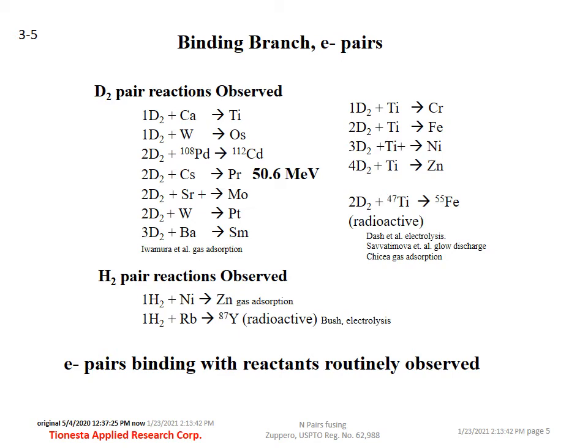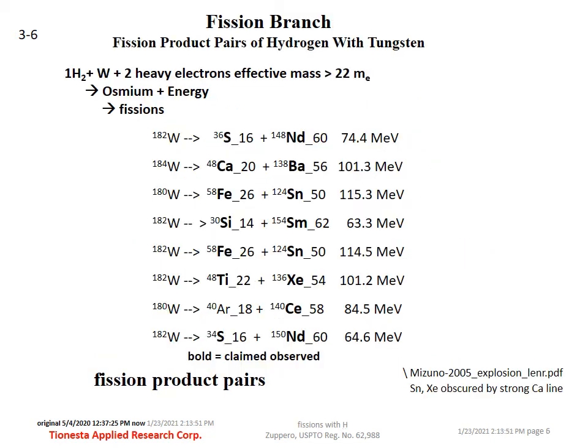One of the pairs produced yttrium-87, radioactive. The 3.5 day half-life was observed after an electrolysis. Mizuno analyzed the fission products of an experiment that exploded. Hydrogen, not deuterium, and tungsten created isotopes. All the isotopes he saw pair up. Protons and neutrons add up when a pair of hydrogen bind with tungsten.